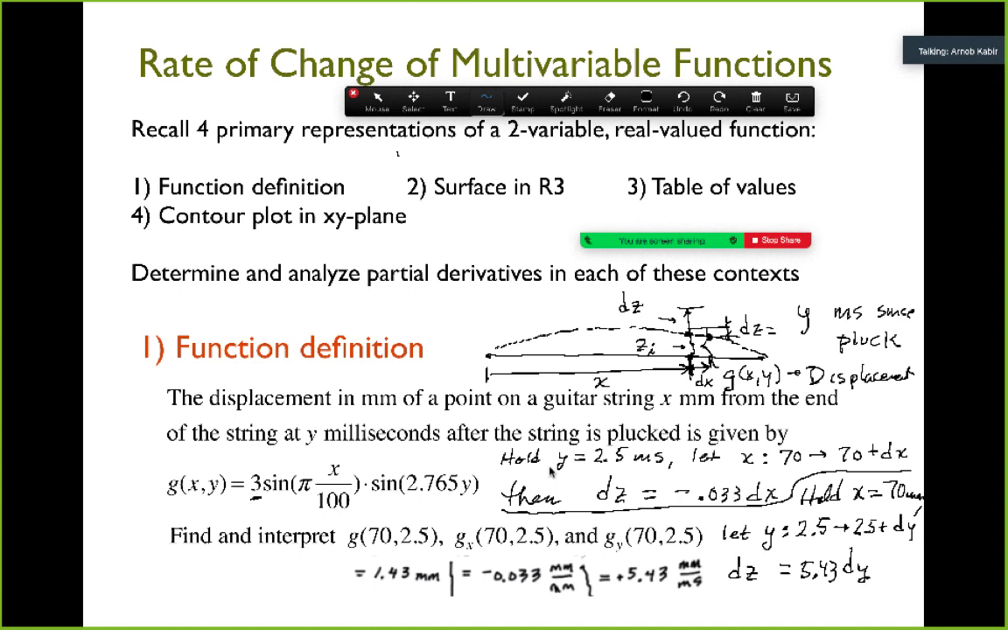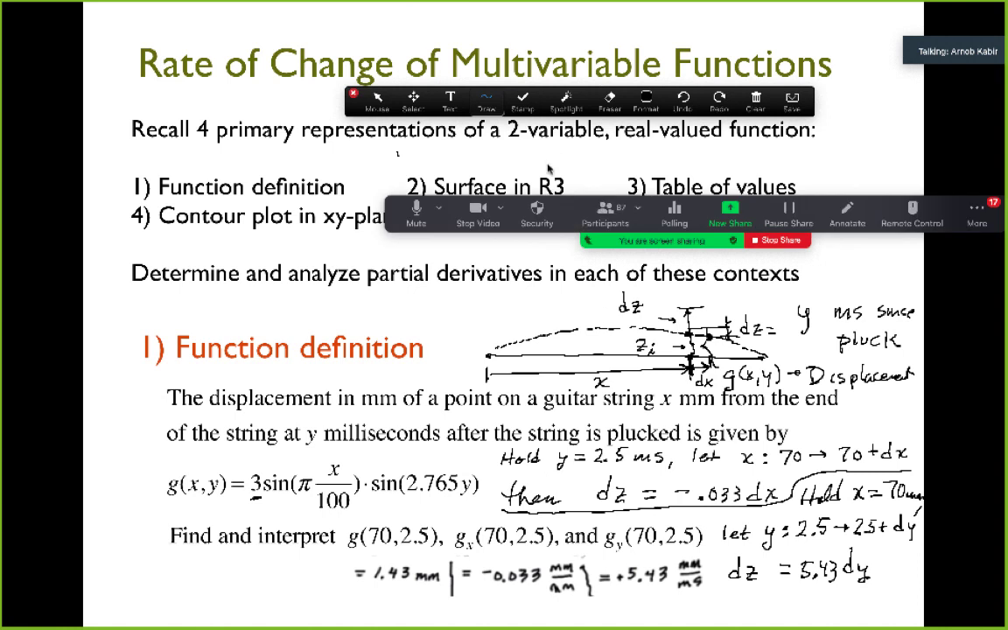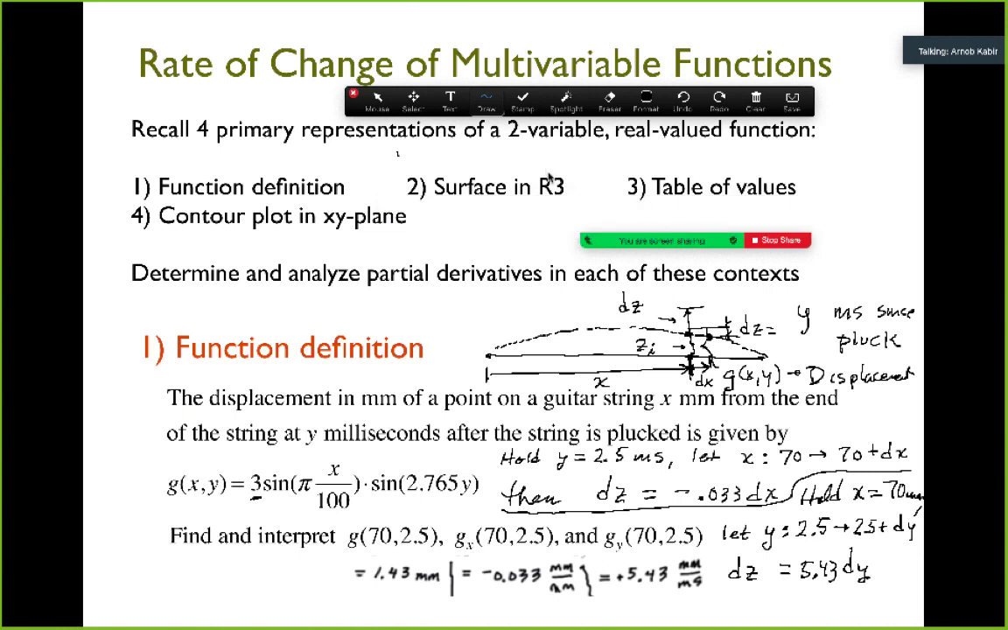I have a question. Sure. Eventually the string is going to come back down, right? Is that shown in our equation with dy? No, because these are functions. This is a great question. As soon as we move away from 70 millimeters, if we make this dx too much, this is not going to work anymore. This has to be a small change. If you make the change too big, then you're messing with the rate. You're going to have a different rate of change.